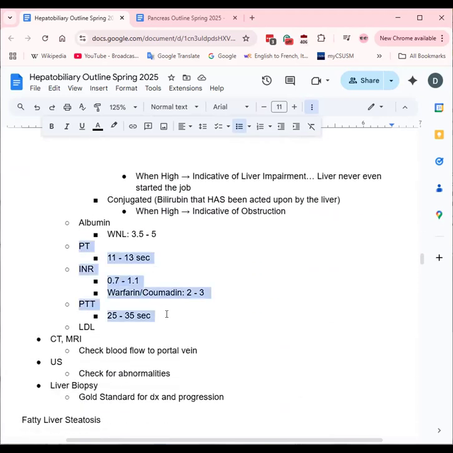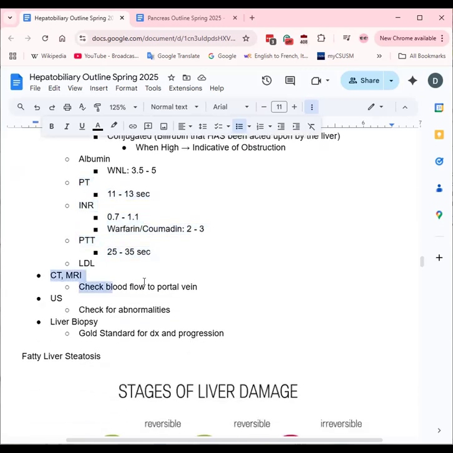And then here it's just reminders of your PT, INR, PTT, because like I mentioned before, it has an effect on your clotting factors if the liver is not working properly. Like I said, you can have a CT or ultrasound to check for abnormalities, the flow of blood, obstruction, all of that stuff. And then a liver biopsy in case you're worried about cancer or just seeing how the liver's doing, cirrhosis and stuff.